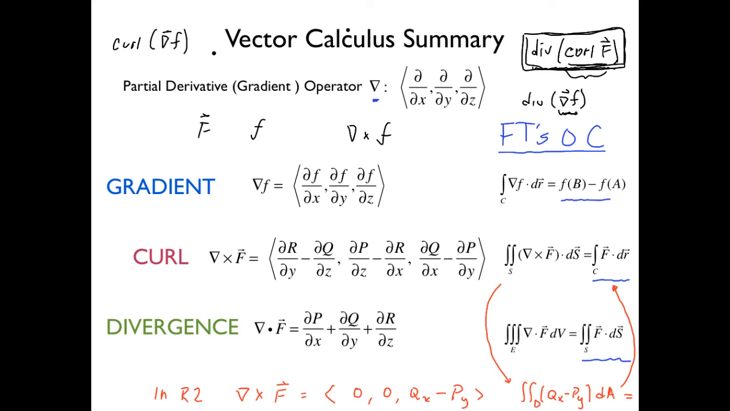Anything you could say about that? So what kind of field is this? That's a gradient field, right? And what are gradient fields? Conservative. And if they're conservative, then they're irrotational. So what about the curl of the gradient? 0. You see that?